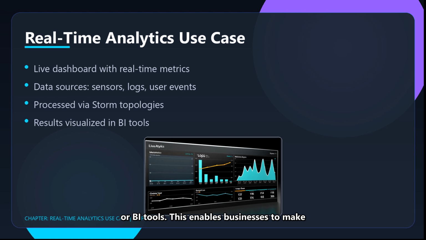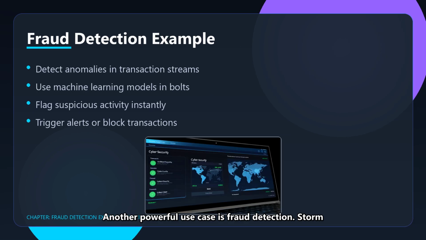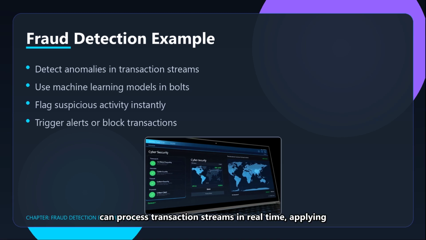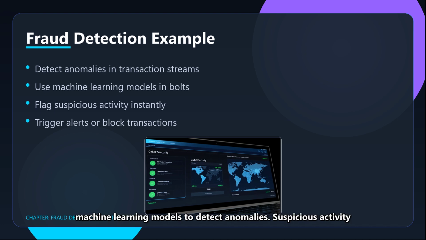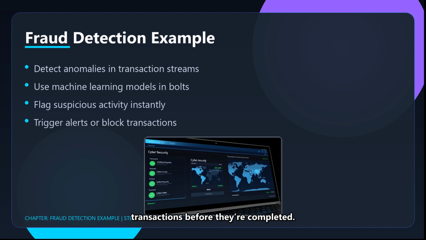This enables businesses to make decisions instantly based on live insights. Another powerful use case is fraud detection. Storm can process transaction streams in real time, applying machine learning models to detect anomalies. Suspicious activity is flagged instantly, triggering alerts or even blocking transactions before they are completed.